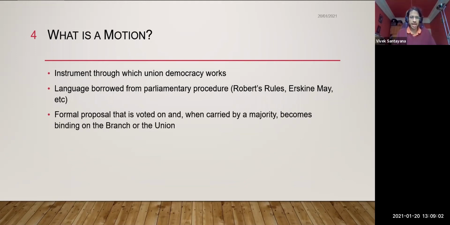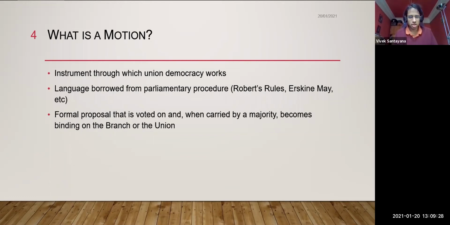Now, this can be any action that you want the branch to take or any policy you want the branch to adopt. Usually, it's a simple majority that passes a motion, but some motions that could amend the branch's constitution could require a two-thirds majority, and those will be dependent on the branch rules themselves. You don't need to worry about those details just yet, but as and when they become relevant, I'll tell you what information you need to look out for to determine this.